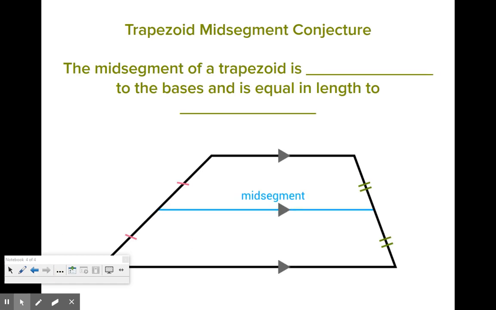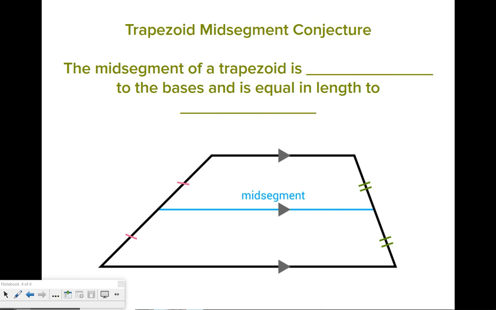Our last conjecture of the day is the trapezoid midsegment conjecture. Some people forget that trapezoids can also have a midsegment. Notice I have my midsegment drawn, with my midpoint on this side and my midpoint on this side. Because I have it drawn, we know that the bases are parallel to each other. If we have a midsegment drawn in, that midsegment is also parallel to the bases.